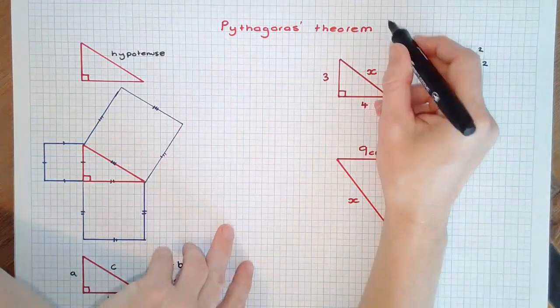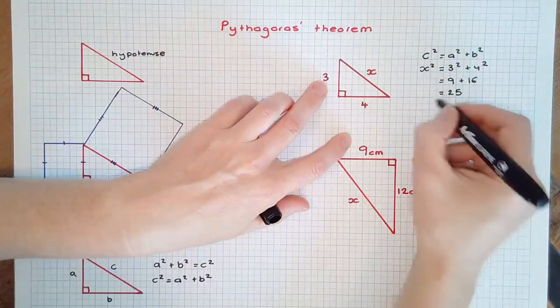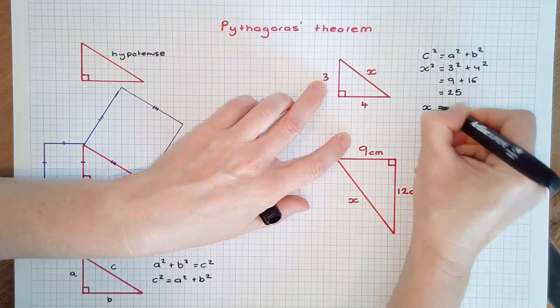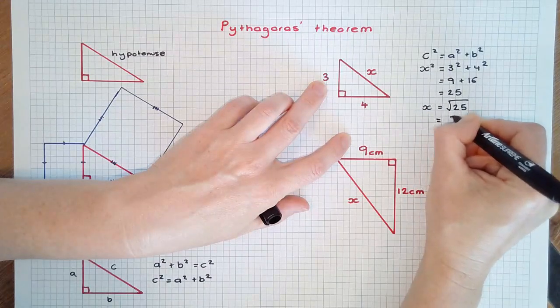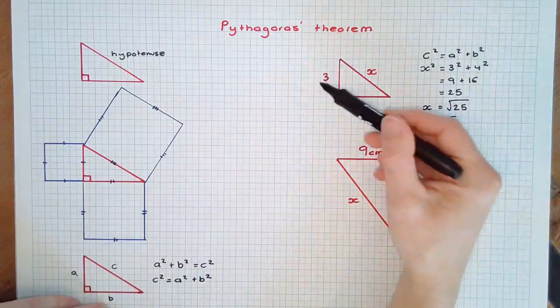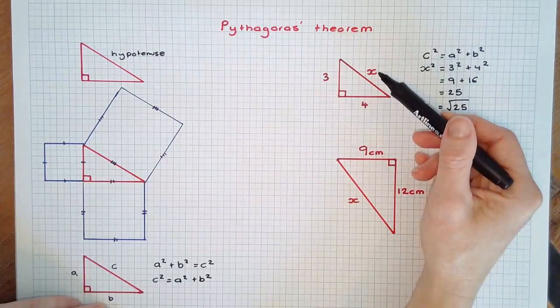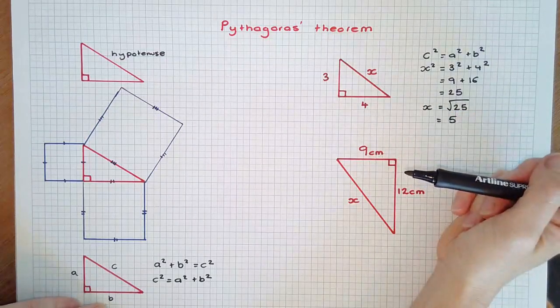Thinking about that as a square, the side length would have to be 5. How we can do it algebraically is we take the square root of 25 to find the side length of 5. This is known as a 3-4-5 triangle, and it's commonly used to get a perfect right angle when building.